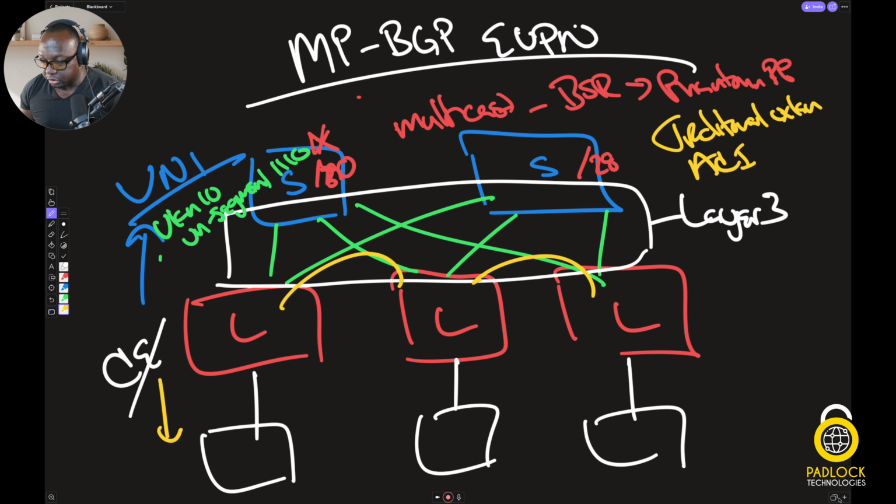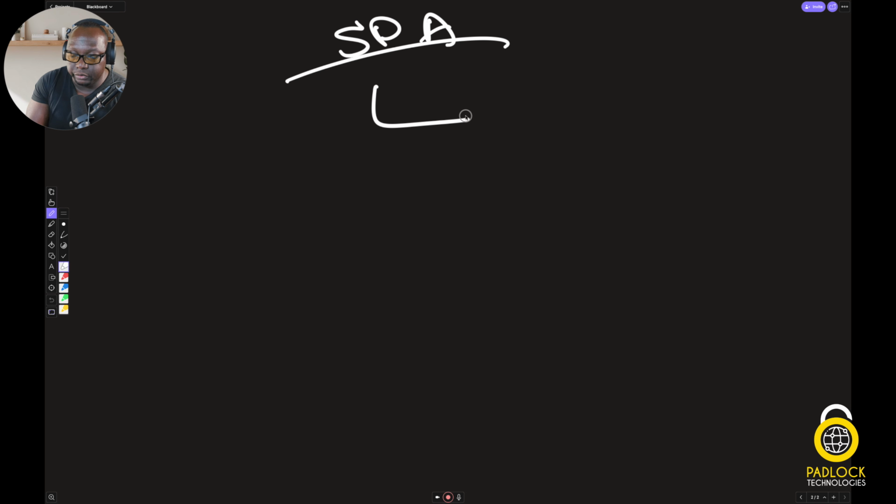Okay, so now what is the difference between that and SDA? Same concept, different control plane. So with this, you're going to have a couple components here. So one's going to be a fusion router. Now that doesn't necessarily have to be a router per se. Then that's going to get connected to your border nodes.